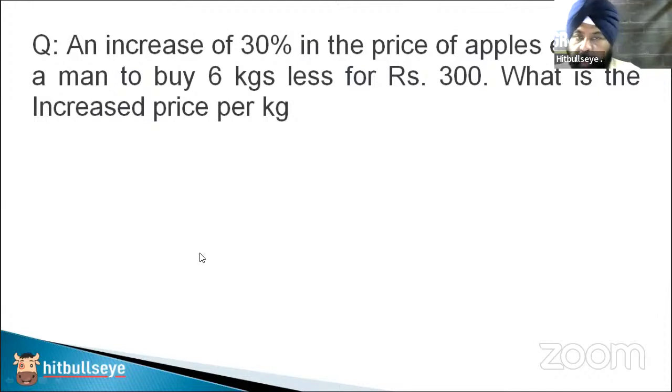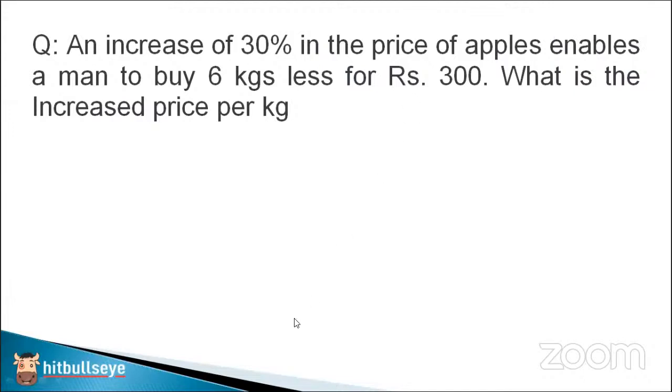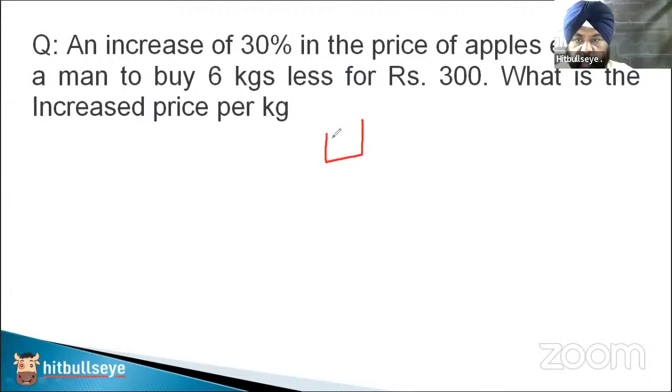Do you know what is 30% of 300? 90, sir. 90, great. So whatever he was buying, let us say he was buying this much, right? Due to the price increase, either he has to drop 6 kg of apples, yes or no? Yes, sir, because the price is increased by 90 rupees. Can I say if he had 90 rupees more, he can buy 6 kg of apples? So can I say the cost of 6 kg of apples now is 90 rupees? So 1 kg is 90 by 6.